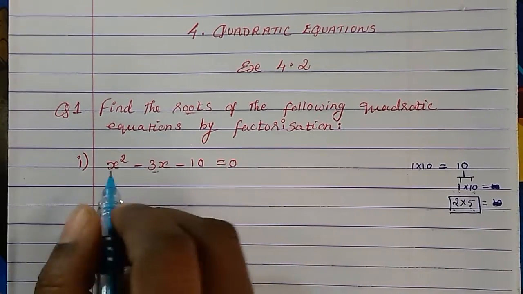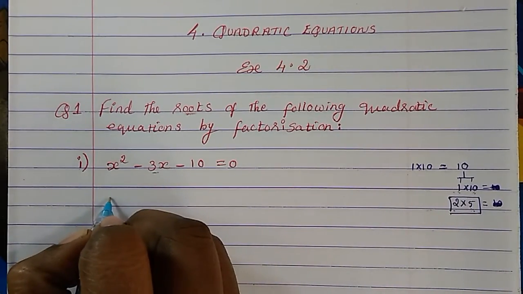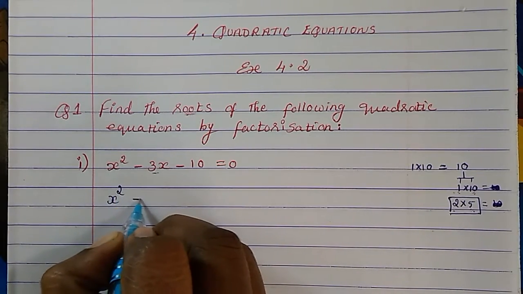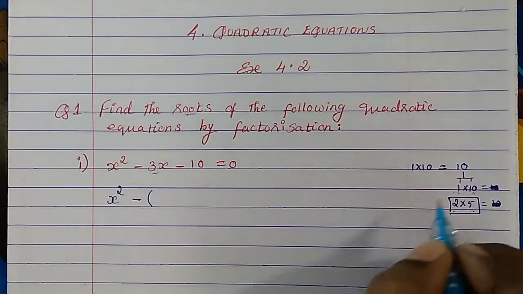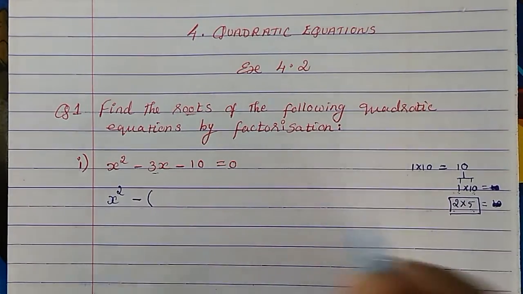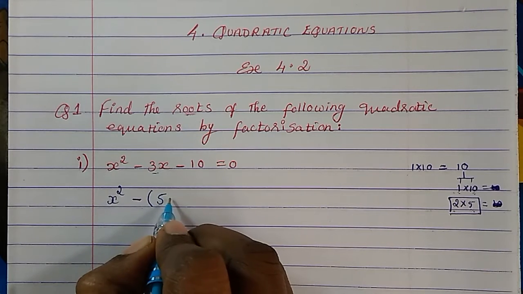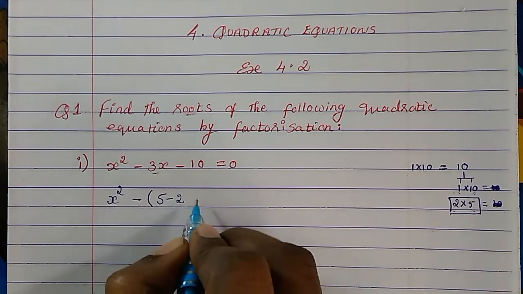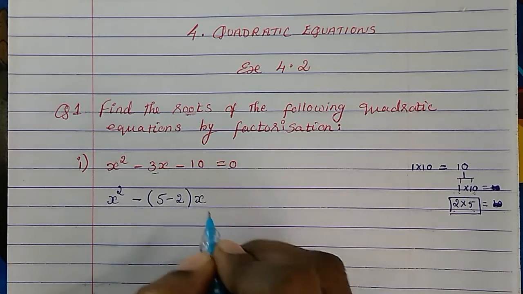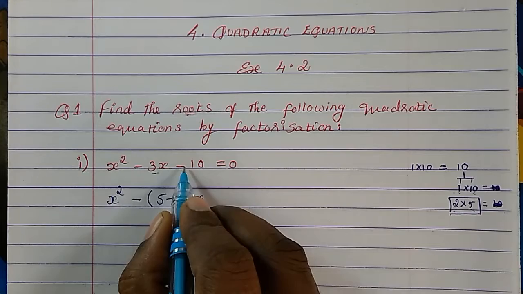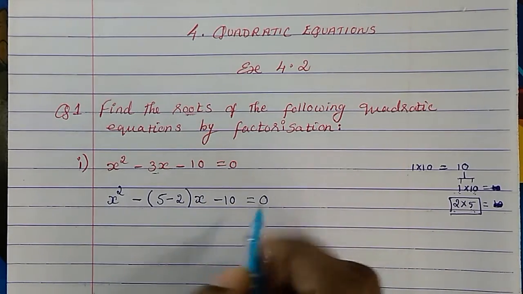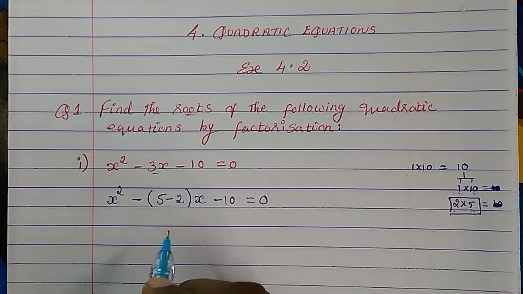So now how to write? Let's see. x square you write down as it is, x square. This minus you write as it is. Now which pair have we taken? 2 and 5. So from 5 if we minus 2, then we will get 3. So now this x you write down as it is. Now the minus 10 write down as it is, equal to 0. This equal to 0 you have to maintain because this is a quadratic equation.